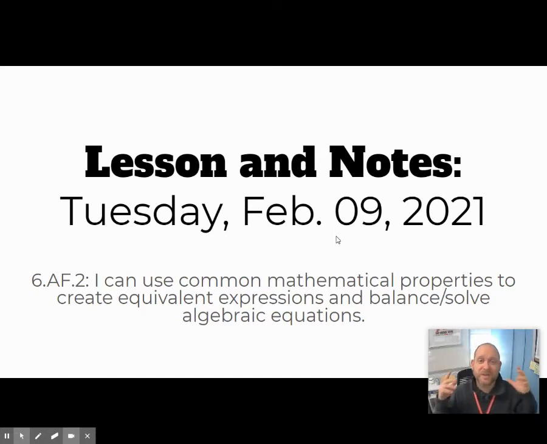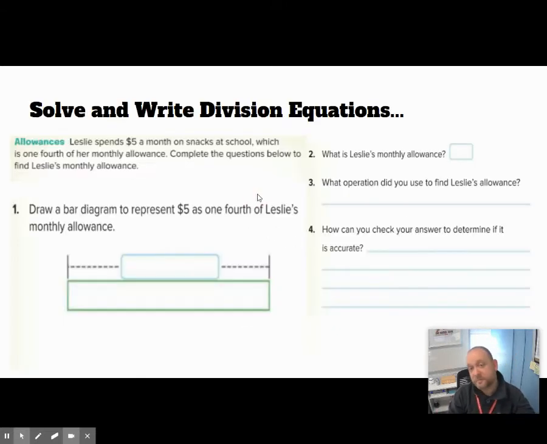If you didn't know, and you should because you have an 8-step test this week, our skill is 6.af.2, and all that skill says is that we need you to be able to use common mathematical properties like distributive, associative, commutative, and identity and equality properties. We need to be able to use those to create equivalent expressions or balance or solve algebraic equations.